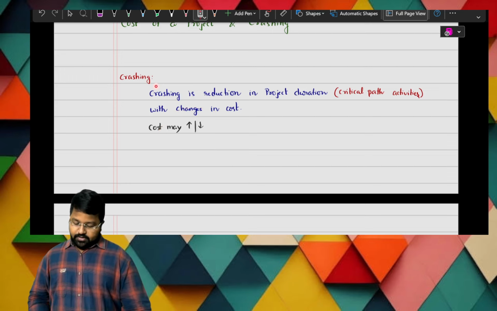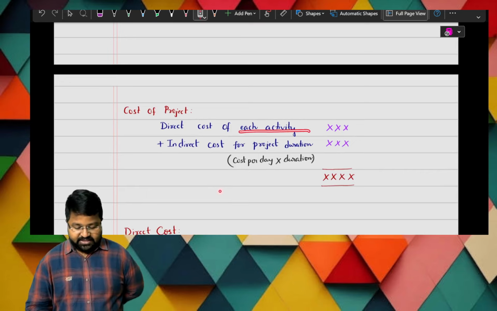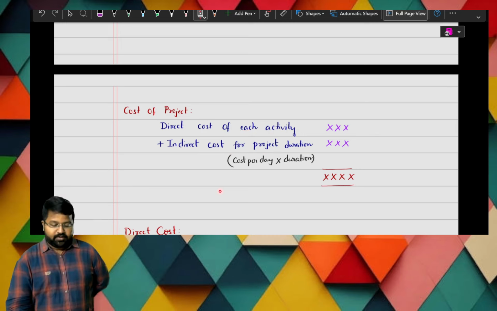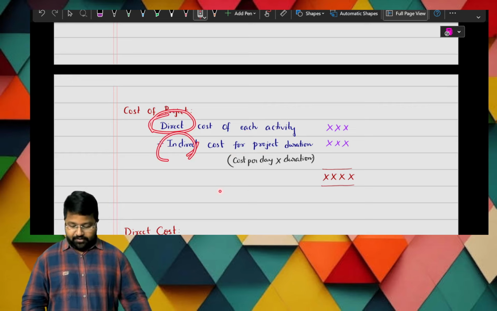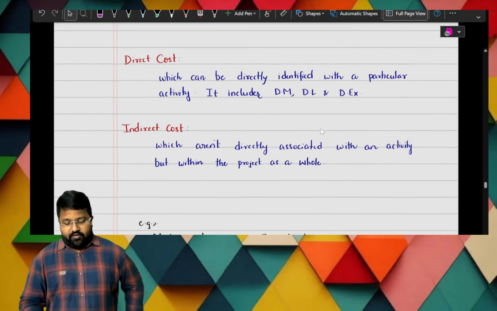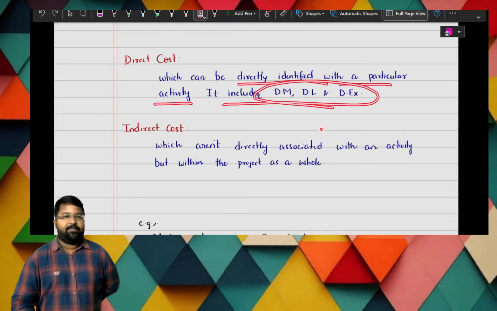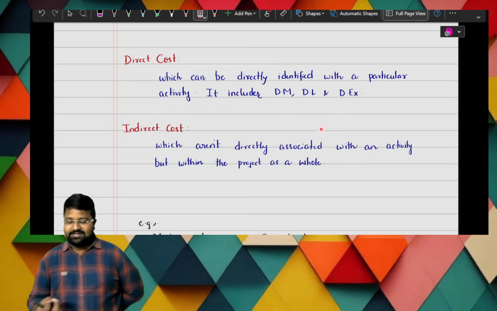Now, what is the cost of a project? It includes the direct cost of each activity and the indirect cost for the project duration. So totally, direct cost and also indirect cost. What is meant by direct cost? It can be directly identified with a particular activity. It includes direct material, direct labor and direct expense. Prime cost is nothing but the same as direct cost.